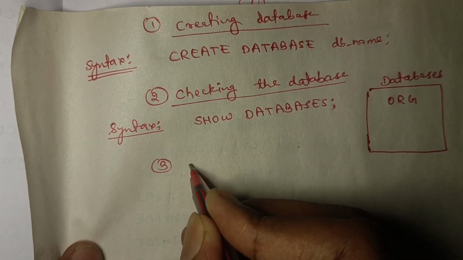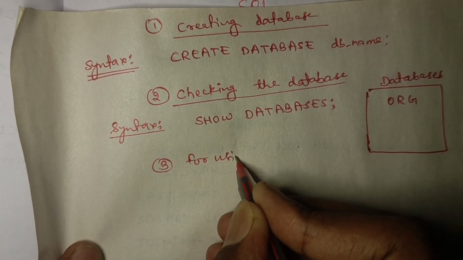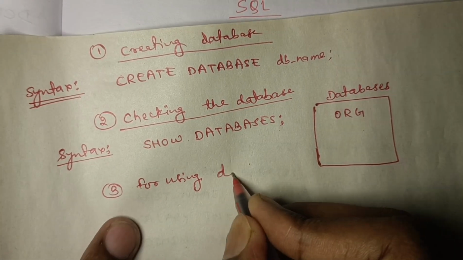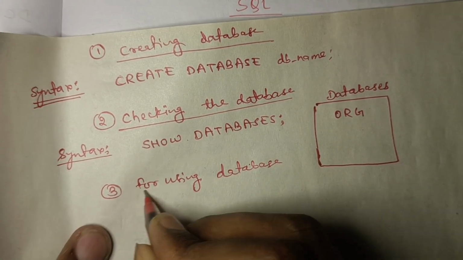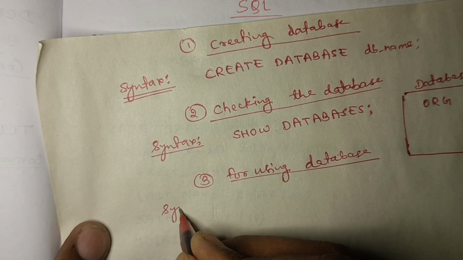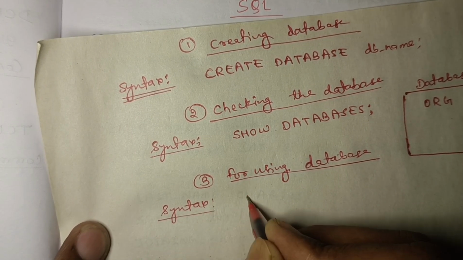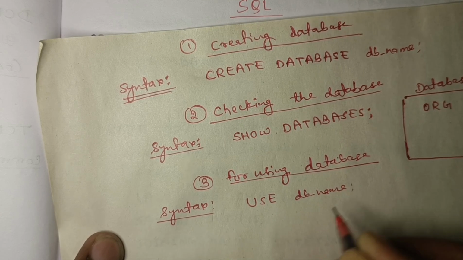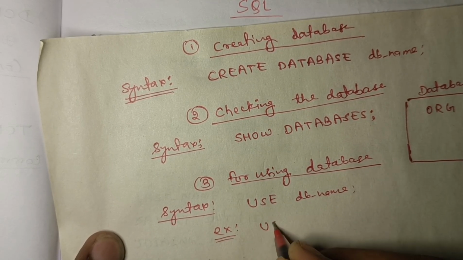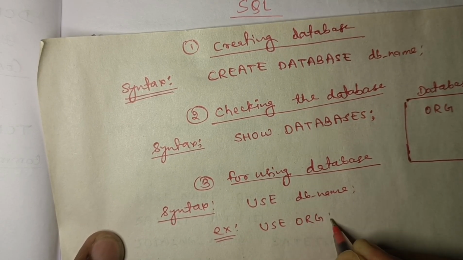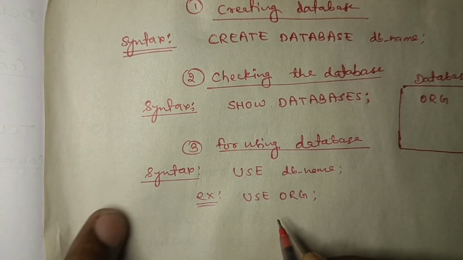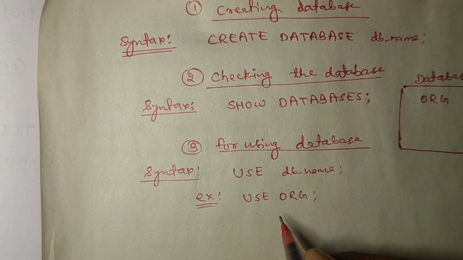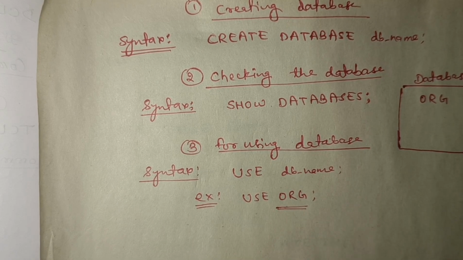So for using a database, the command or syntax is use and your database name. For example, use org. By writing the command use org, now our org database is used for any manipulation or retrieval.